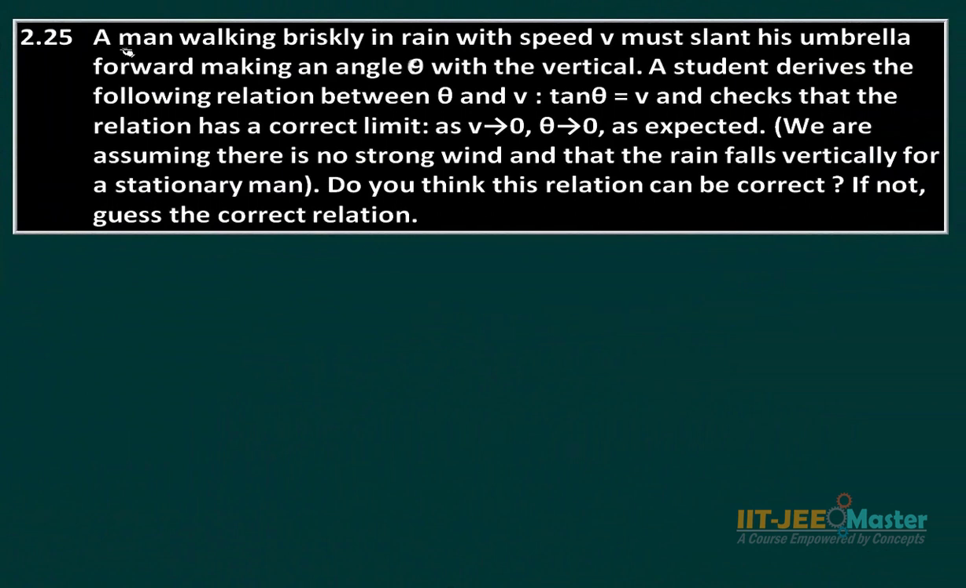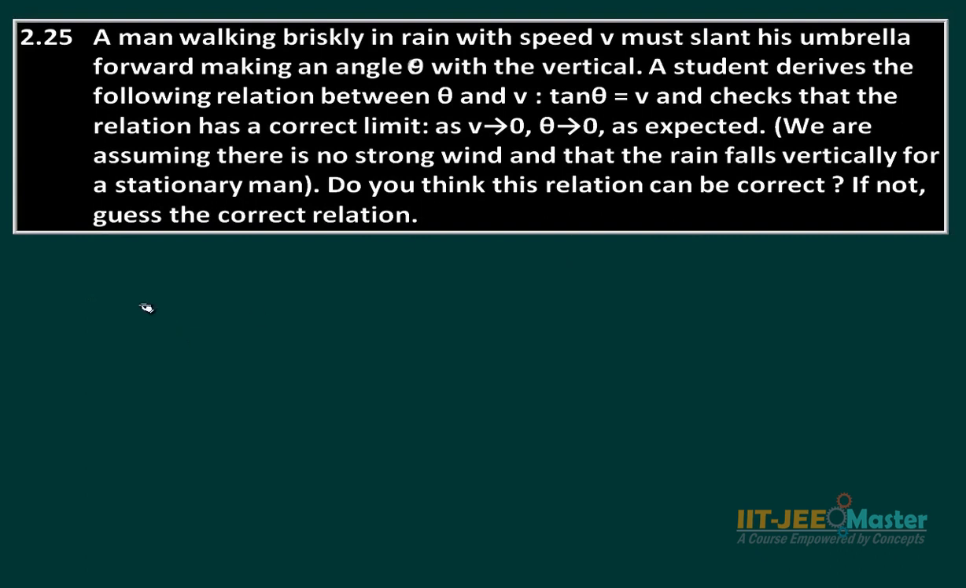Let us see this problem. A man walking briskly in rain with speed v must slant his umbrella forward, making an angle theta with the vertical. A student derives the following relation between theta and v: tan theta = v, and checks that the relation has a correct limit as v tends to 0, theta tends to 0, as expected. We are assuming that there is no strong wind and that the rain falls vertically for a stationary man. Do you think this relation can be correct? If not, guess the correct relation.